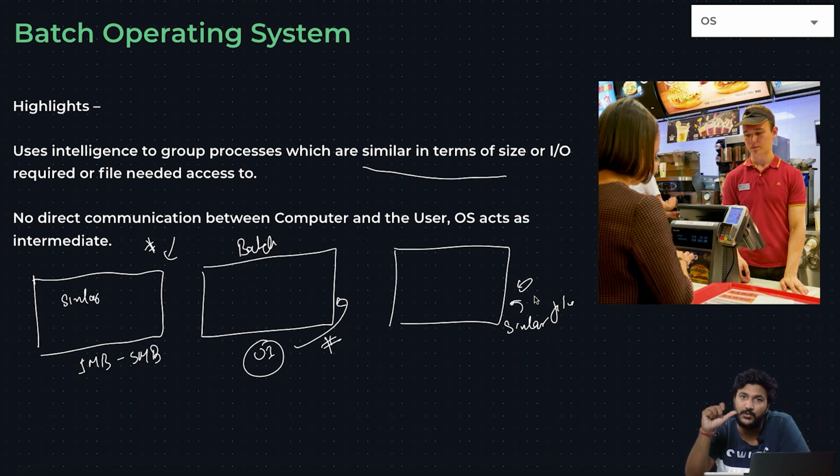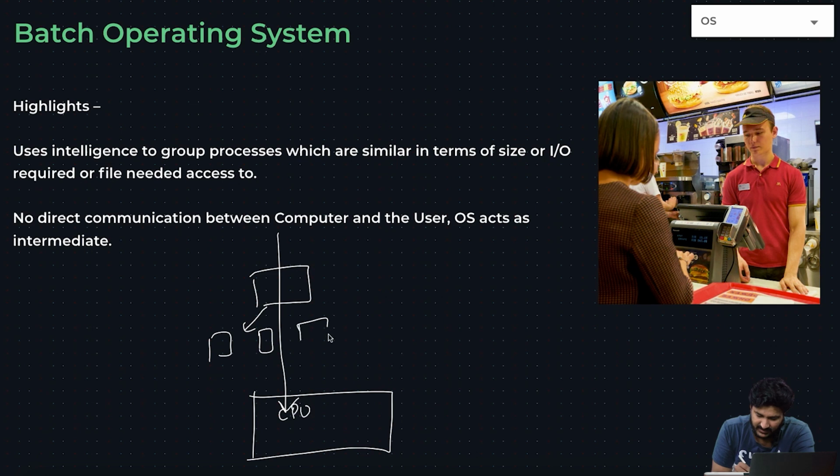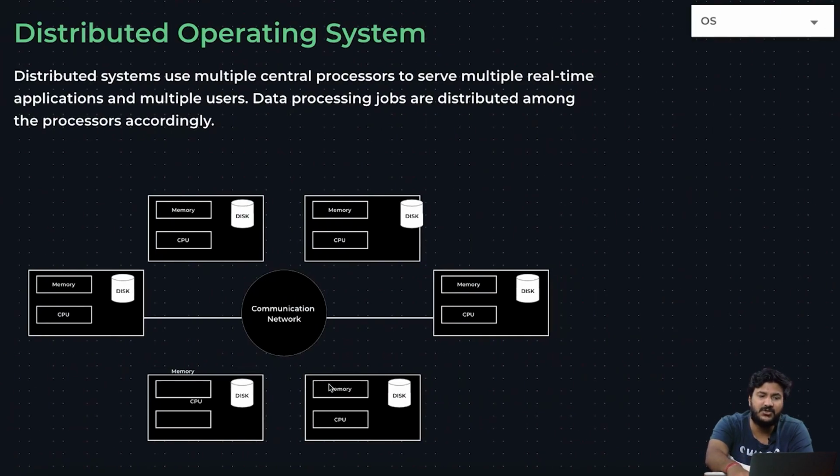So the job of the OS is to group those different processes together and then send all of them as a batch to the particular specialist, right? And then there's no direct communication. Obviously, there's single computing power, so there's no direct communication here. There's a communication with an intelligent person which creates different batches and then sends them to the CPU or different parts of the CPU, right? So that's particularly the batch operating system.